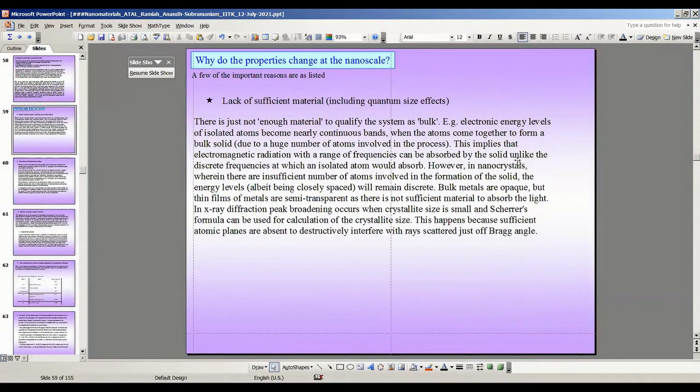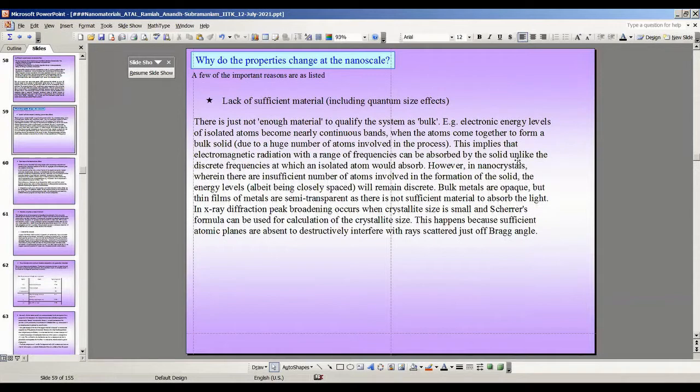Now, why do properties change in the nanoscale? One of the simplest reasons that properties change in the nanoscale is because there is less amount of material. And if you have less amount of material, for instance, you all know from school studies that atoms have discrete energy levels.